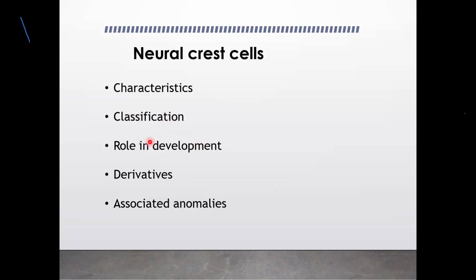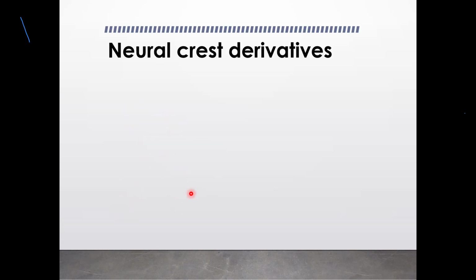Then, of course, now the role in development. Ideally, you're talking about the derivatives. For the derivatives, you'll see there are endocrine derivatives. You have integumentary derivatives. You have enteric system derivatives. You'll have even peripheral nervous system derivatives. And then after that, if you have failure of migration of these neural crest cells to those regions, which anomalies will you have? So these are congenital anomalies that will be happening at those points.